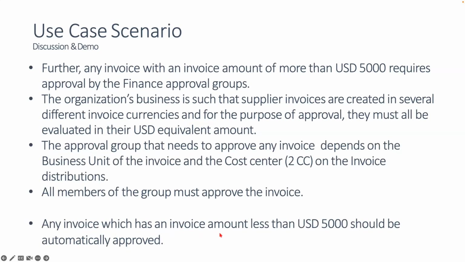Then any invoice which has an amount less than $5,000 should be automatically approved. So again, these are the kinds of things. This one will be an auto approve. This one will be in serial, so you have to put that in serial in approval groups. If it's matched to a PO, it can be skipped. But these are the kinds of things that you start to think about when writing your rules.